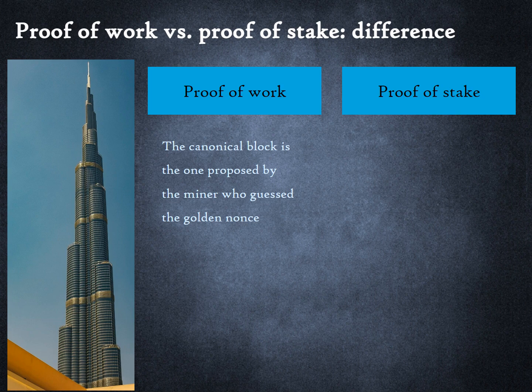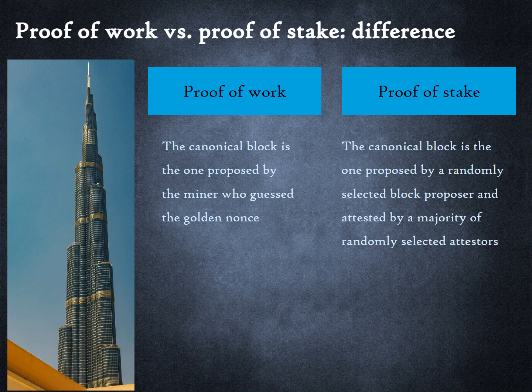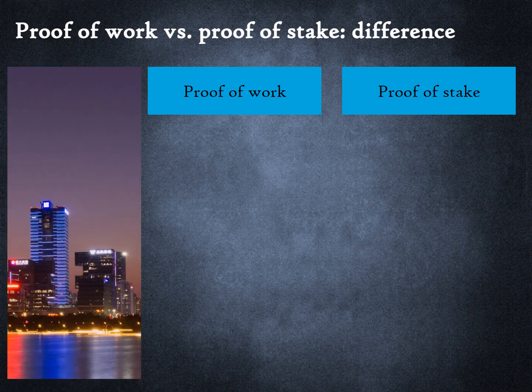In proof of work, the canonical block is the one proposed by the miner who guessed the golden nonce. In proof of stake, the canonical block is the one proposed by a randomly selected block proposer and attested by a majority of randomly selected attestors. Both block proposers and attestors are selected from a universe of stakers. We can now distill a deeper distinction between proof of work and proof of stake.